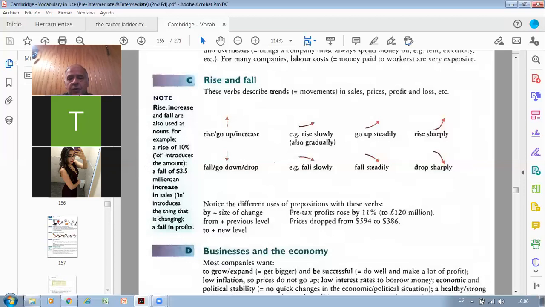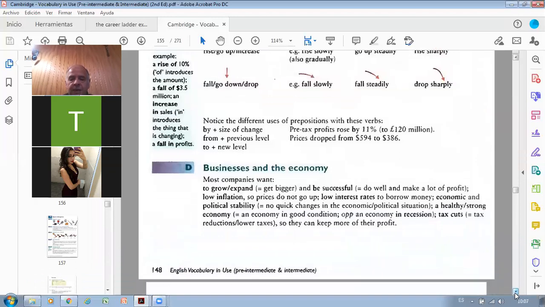These are the verbs that you can use also. And finally, business and economy. Let's read this a little bit, Tiare. Most companies want to grow, expand, get bigger, and be successful. Those are similar. Grow, expand, meaning get bigger. So companies want to grow. They want to expand. They want to get bigger. Okay, continue. And be successful. Do well and make a lot of profit.